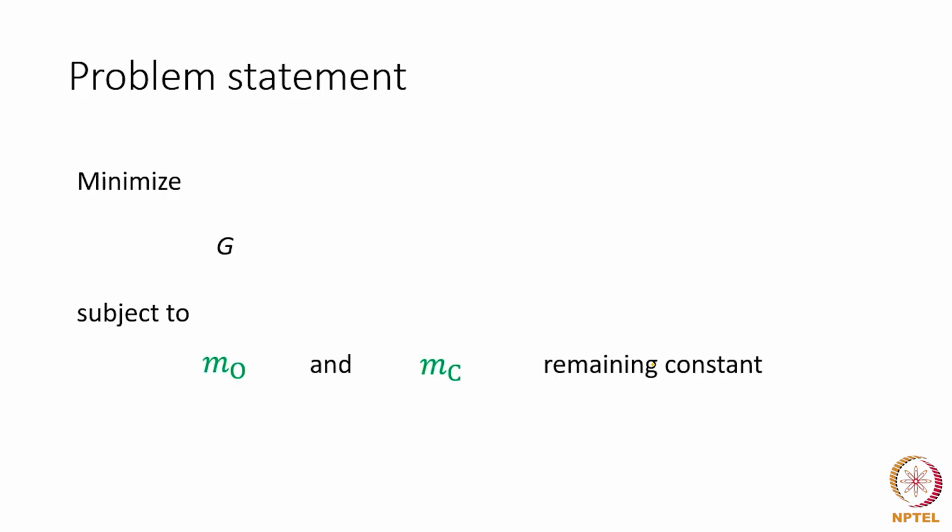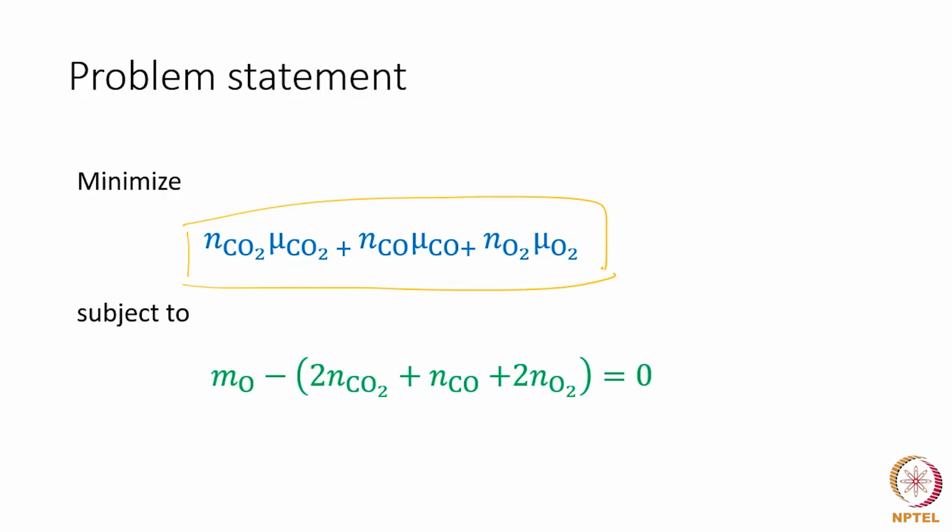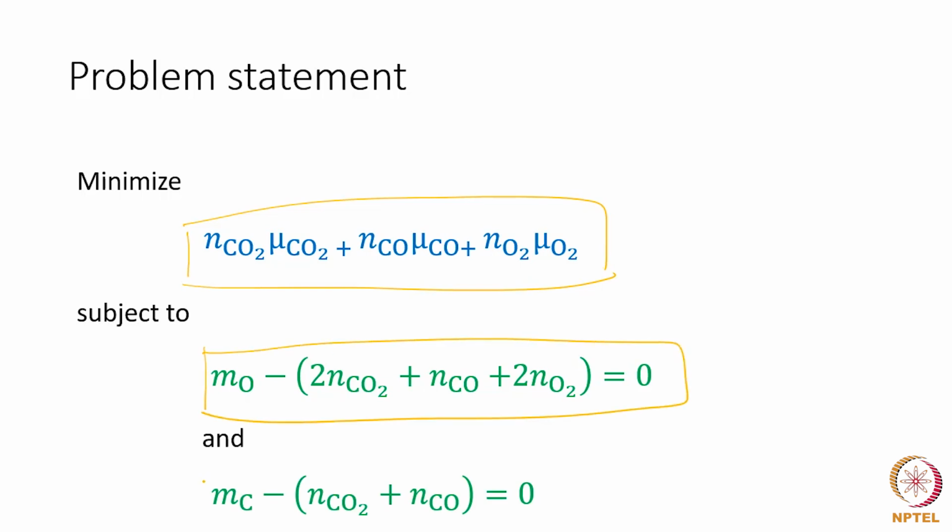Okay, so the problem statement can now be specified as follows. Our idea is basically to minimize the Gibbs energy of this system, which is comprised of the 3 species, subject to the constraints that the number of oxygen atoms and the number of carbon atoms remain constant. So this is the problem statement. And we can then expand it, saying that we would like to minimize the Gibbs energy of the system, which is written in this form here, subject to the constraints which are written in the form of equations. They are given here. Okay, so these are the conditions.